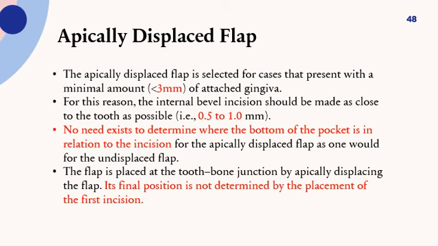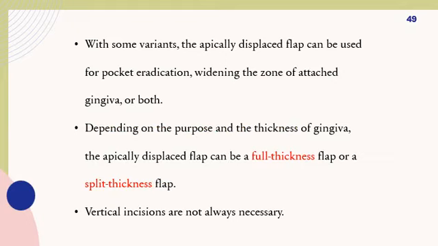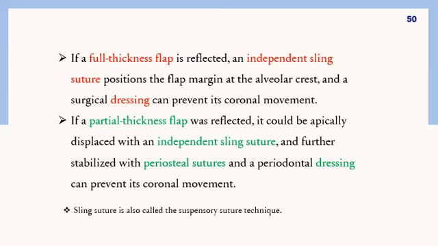With some variants, the apically displaced flap can be used for pocket eradication, widening the zone of attached gingiva, or both. Depending on the purpose and the thickness of gingiva, the apically displaced flap can be a full-thickness flap or a split-thickness flap. Vertical incisions can be used, but are not always necessary for an apically displaced flap. If a full-thickness flap is reflected, an independent sling suture is used, and also a dressing has to be applied. For a partial thickness flap, the same is used, but also periosteal sutures are going to be needed. By a sling suture, I mean the suspensory suture technique.